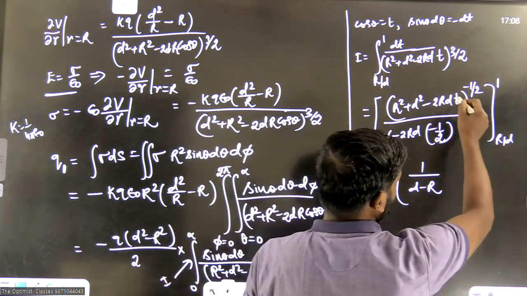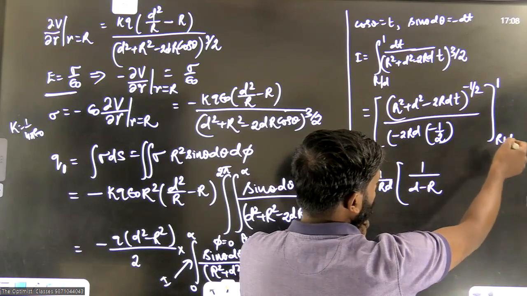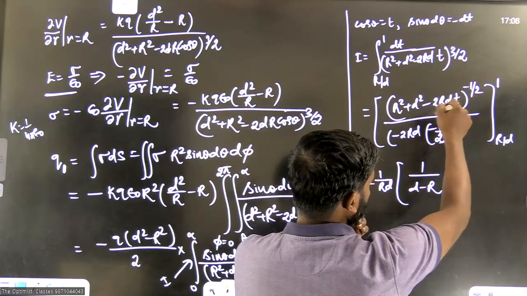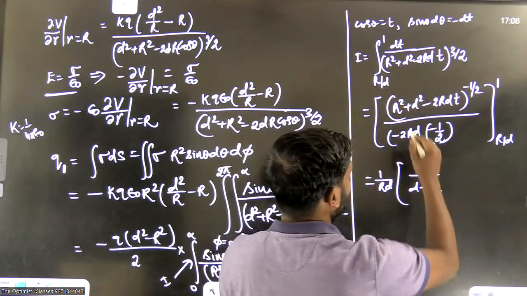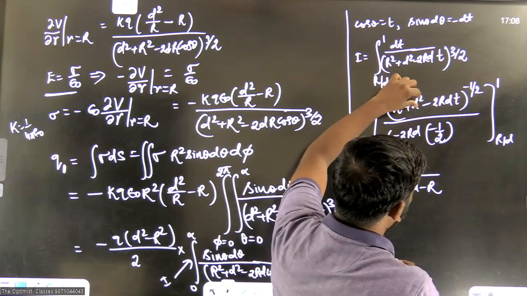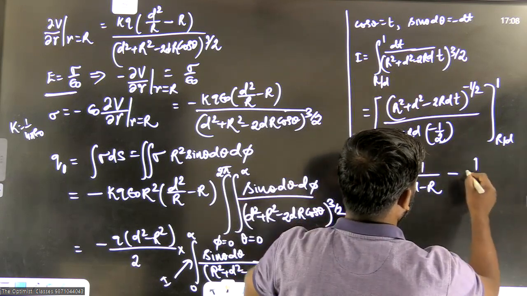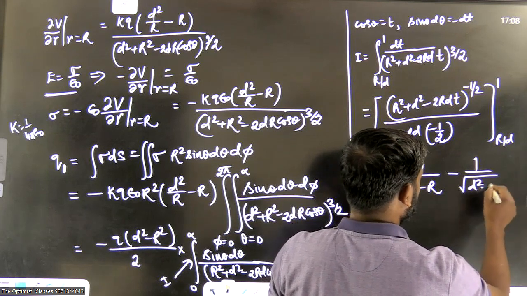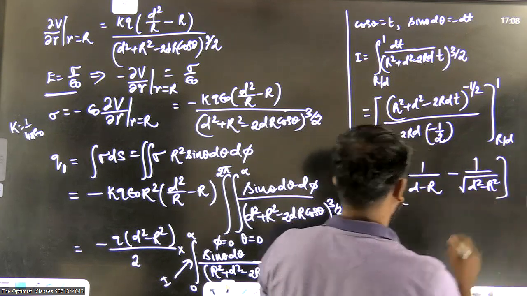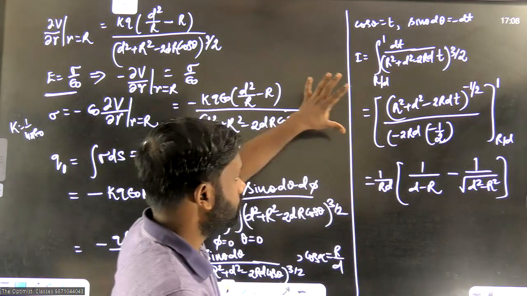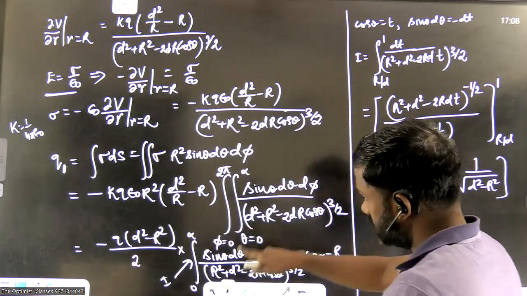And when you put r by d in place of t, the d will cancel. It will become minus 2r square. So when you subtract it, it will become d square minus r square actually. So we can write it as 1 by root under d square minus r square. So that is the integration we got from here. Okay. And we are going to put that integration here.